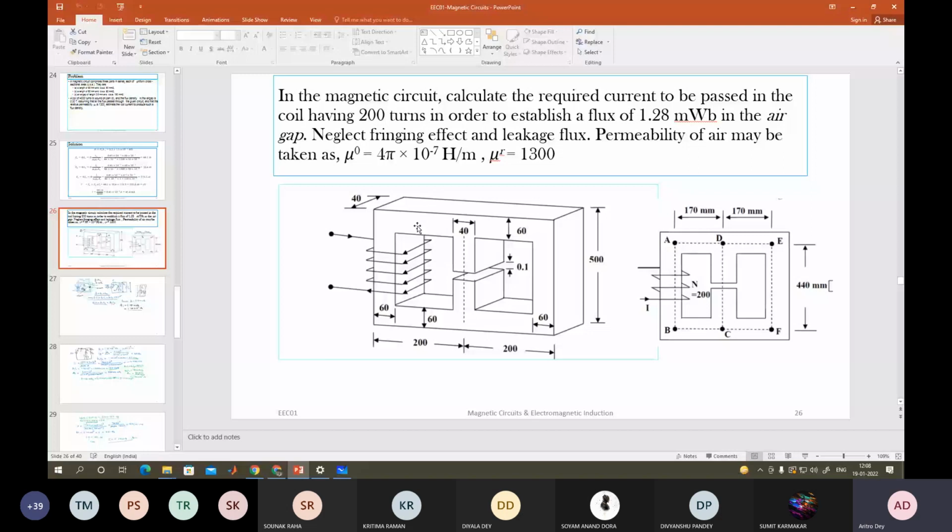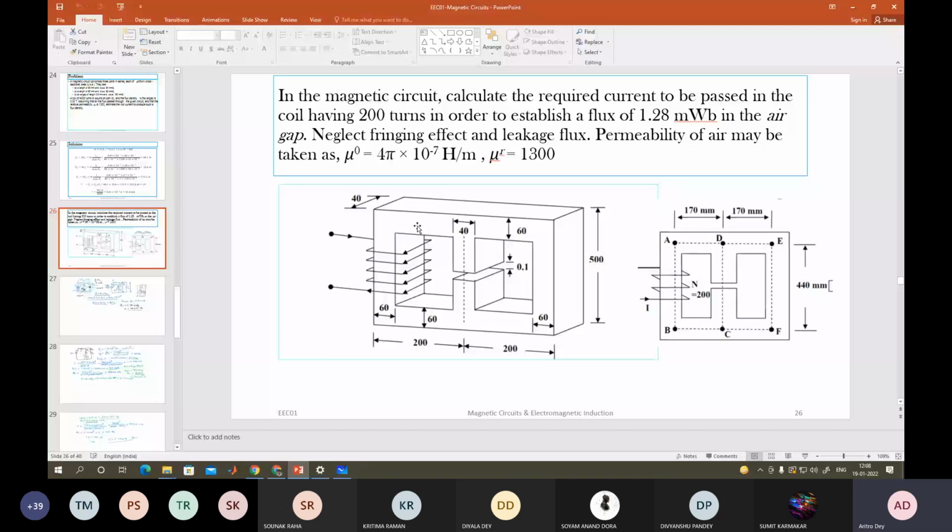So for S1 it is 1 by mu 0 mu r into L by A. So L1 by A1, whatever it is, we can write. So it is 170 into 2.